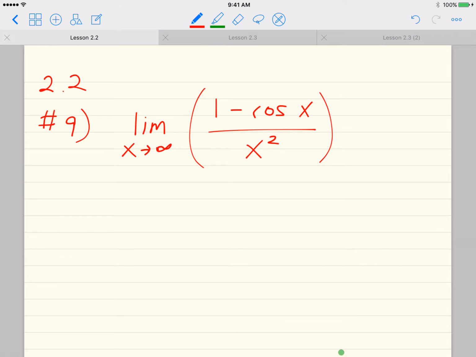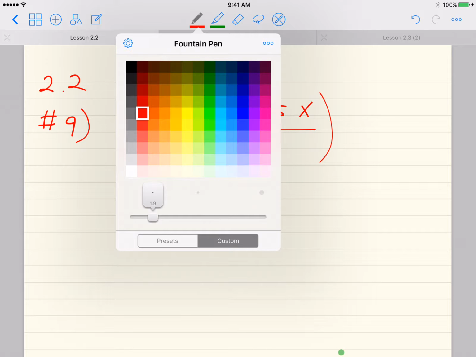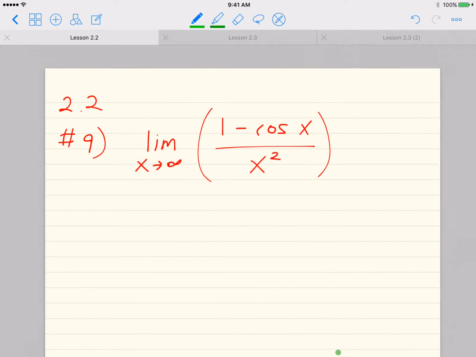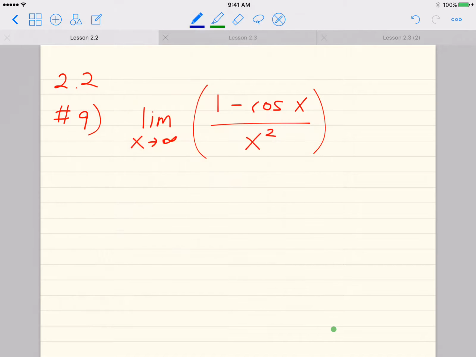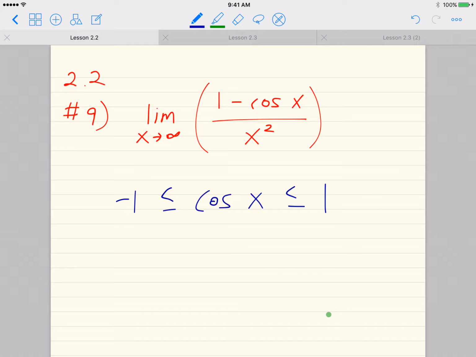To use the squeeze theorem, you will usually be dealing with something that's alternating, sine of x or cosine of x. Usually you'll see that when you have to use the squeeze theorem. So we'll start from that point. Start with the idea that the cosine of x is in between, inclusive, -1 and +1. We could use that fact.